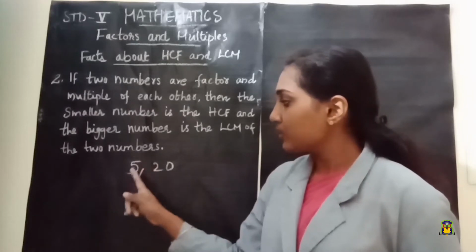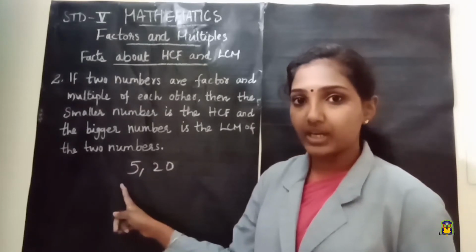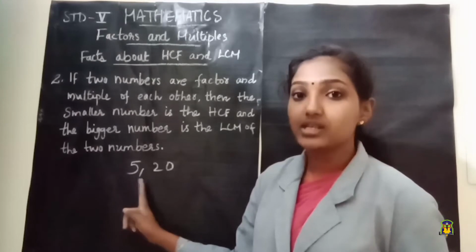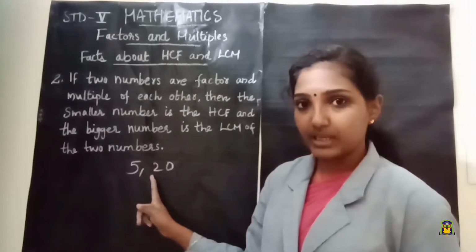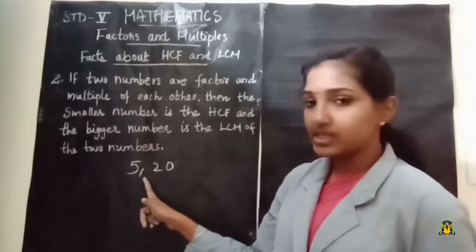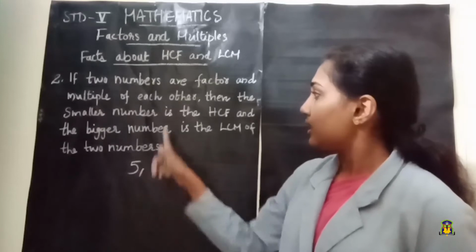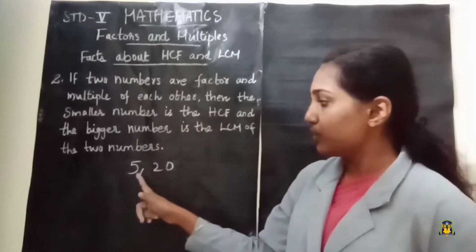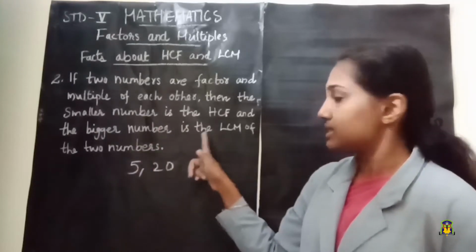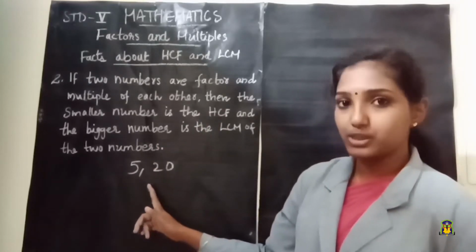And also, 5 is a factor of 20 and 20 is a multiple of 5, right? In the table of 5, we can see 20. 4 times 5 gives 20. So, 20 is a multiple of 5. So, if two numbers are factor and multiple of each other, that condition is here. So, when this condition comes, how can we write the HCF and LCM? The smaller number is the HCF. So, the HCF of 5 and 20 will be 5, and the bigger number is the LCM of the two numbers. So, the LCM of 5 and 20 will be 20 itself.